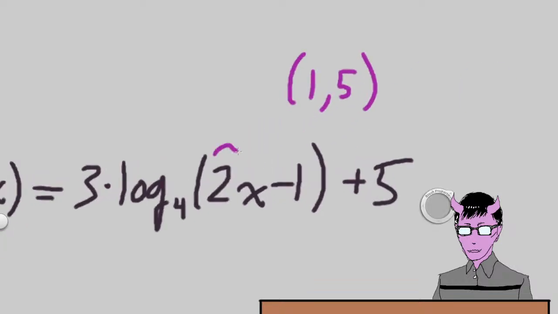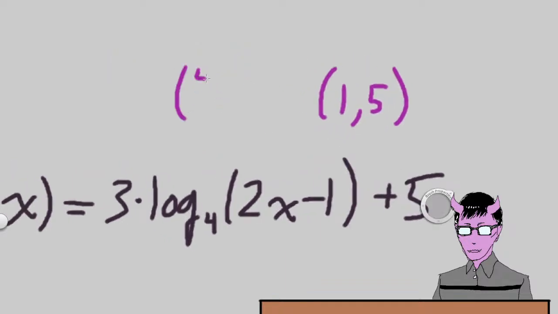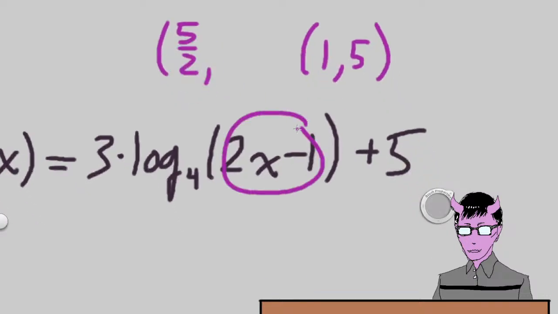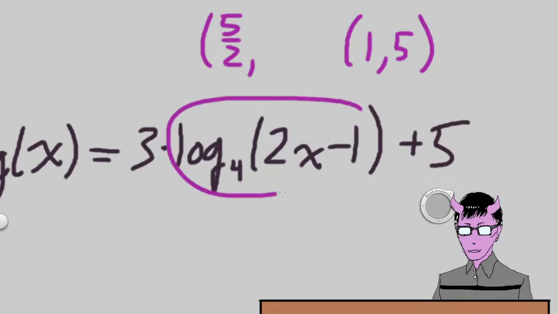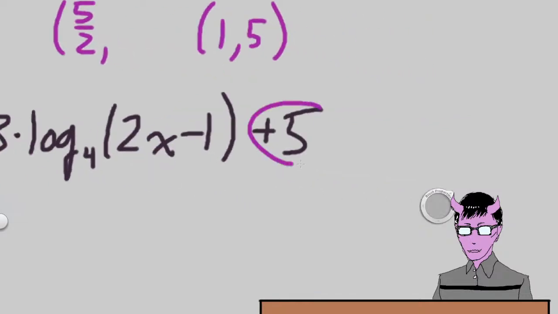Next up, we're going to force the 4 now. In order to force the 4, 2x minus 1 is equal to 4. So plus 1 is 5, and 5 divided by 2 is 5/2. So x needs to be 5/2 to force the 4. Once we force the 4, log base 4 of 4 is just 1. So 1 times 3 is 3, and then 3 plus 5 is 8.